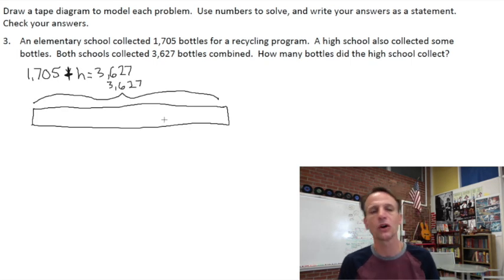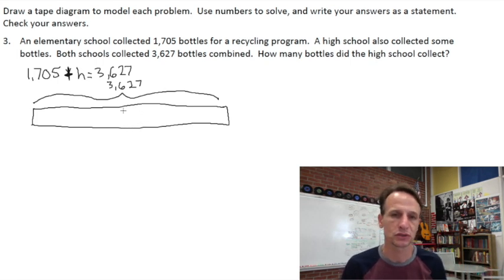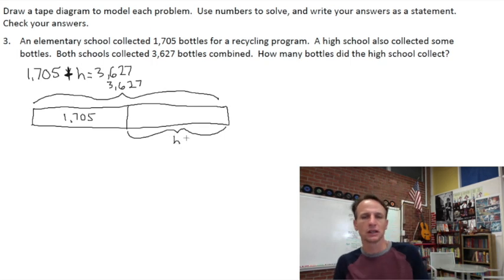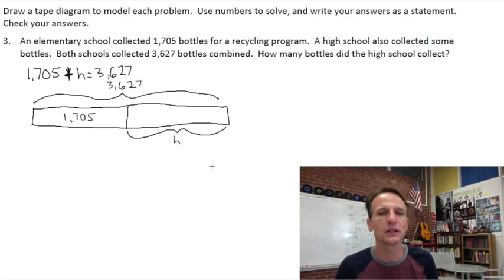3,627 is all the bottles. And we know a part of that. We know the elementary school part, and I'm just going to draw a line somewhat randomly here. We know the elementary school part is 1,705. What we're trying to find is this part. This is the high school part, which we're calling H. All right, so now we know what we're trying to find.